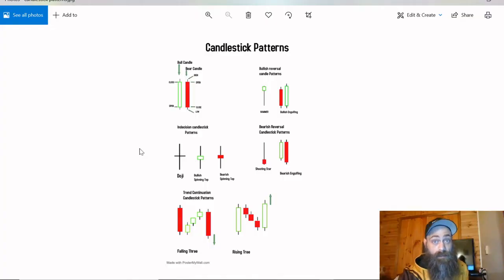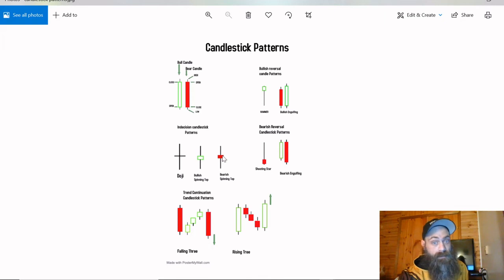All right, so next we're going to go over some other patterns, and these patterns are going to consist of more candlesticks than just a couple. They're going to consist of 5, 10 candlesticks, but they're going to form a pattern that is going to give us information. And then these indecision candlesticks, all they're pretty much telling you is that the buyers and the sellers are undecided on which way they want the price to go.